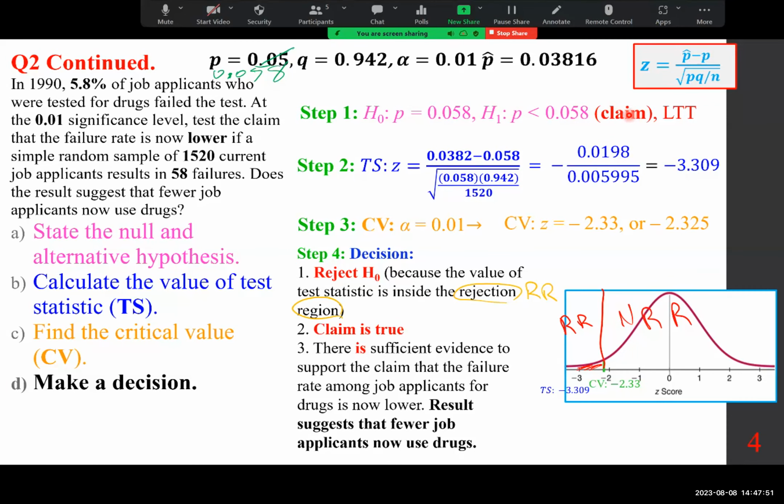If the claim was next to H0, you would reject the claim also, it becomes false, but it's not, therefore it becomes true. Now you're going to write, there is sufficient evidence to support the claim that the failure rate among job applicants for drugs is now lower. Results suggest that fewer job applicants now use drugs. Basically, you use the same sentence from here and reword it with there is sufficient evidence or there is not sufficient evidence. There are different ways of writing it, so you want to be careful with that.